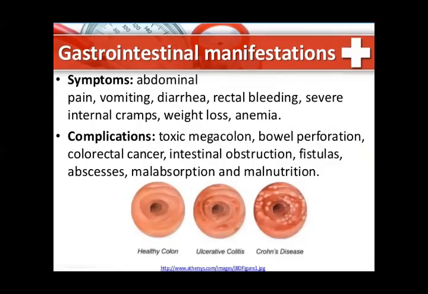The patient will have abdominal symptoms of Crohn's and ulcerative colitis: diarrhea, rectal bleeding, severe abdominal cramps, weight loss, and anemia as part of the GI manifestation, and the patient may have toxic megacolon. We already discussed the complications of ulcerative colitis and Crohn's disease, with malabsorption, abscess formation, fistulas, and other complications. So a patient with enteropathic arthropathy has sacroiliitis, and a patient with simple ankylosing spondylitis may have intestinal manifestations.